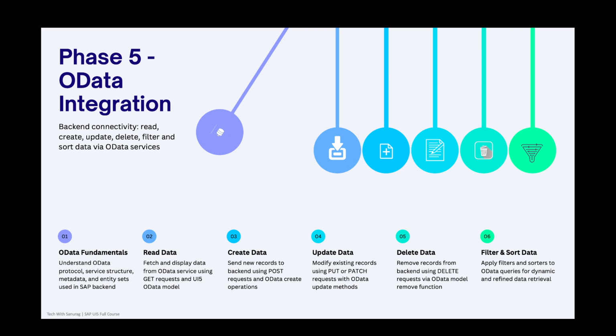So we can take an example again. Imagine you are displaying employee records from an SAP backend system. The employee information isn't stored inside your application. It will be coming from the backend service. So OData acts as a bridge between the backend and your UI. This is a critical skill because almost every enterprise application depends on backend integration.